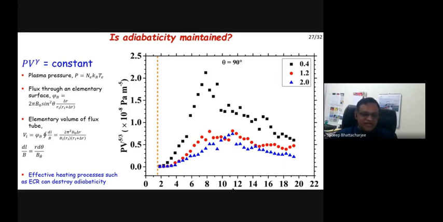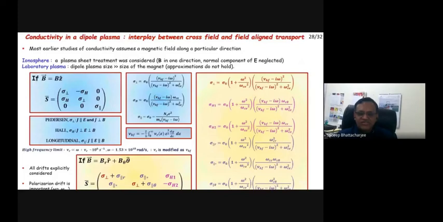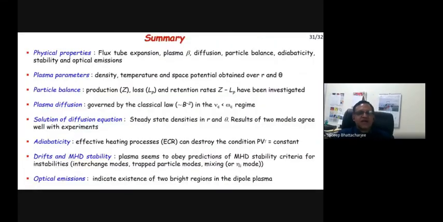So effective heating processes such as ECR can destroy adiabaticity. So I think I will conclude. I will skip these talks. I will summarize what I have talked about. I gave you a brief introduction to plasma physics. I talked about physical properties, flux tube expansion, plasma beta, diffusion, particle balance. I talked about adiabaticity and optical emissions.